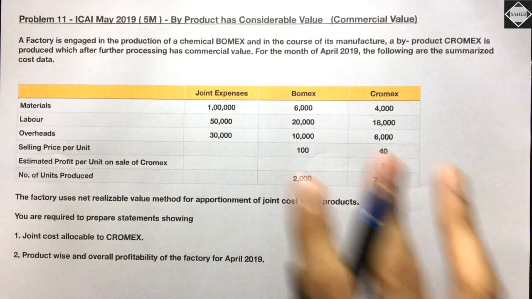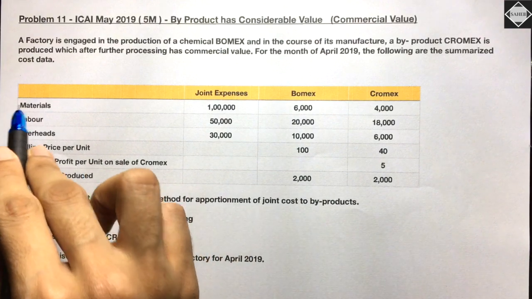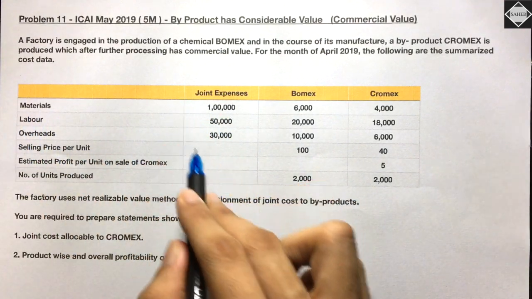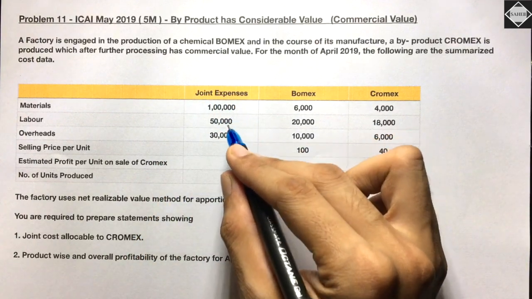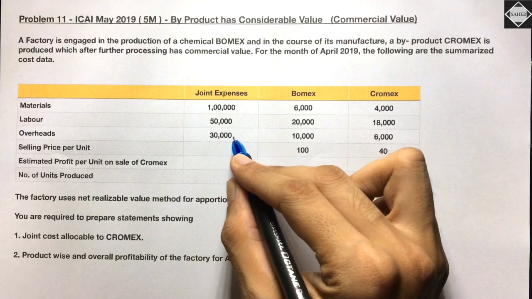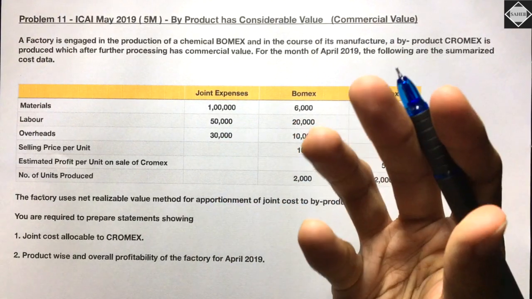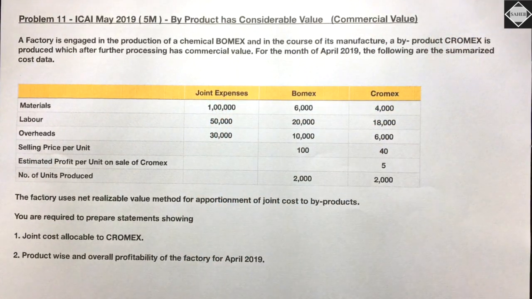Let's read this. We have 3 columns over here: joint expenses, BOMX and CROMX. See here, materials 1 lakh, labor 50,000, overheads 30,000, and they are saying joint expenses. That means this is the joint cost, isn't it? 1 lakh plus 50, 1 lakh 50 plus 30, 1 lakh 80. 1 lakh 80,000 is the joint cost, isn't it? Joint expenses means joint cost. So 1 lakh 80 is the joint cost.